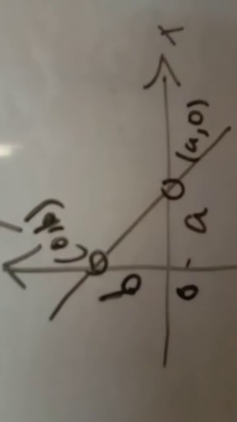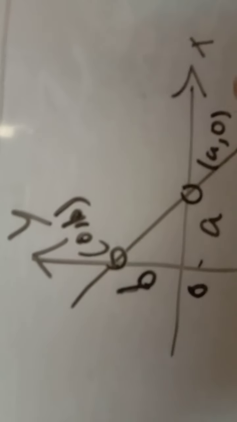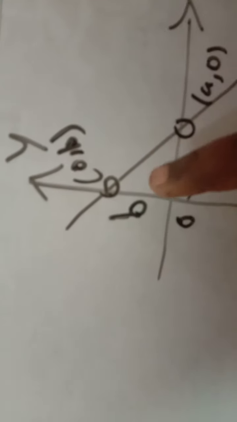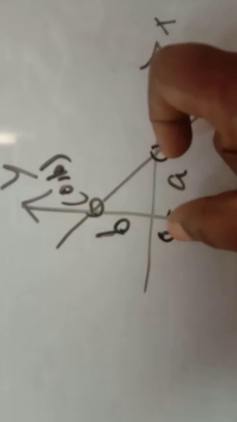Okay. Next, intercept concept. What is the intercept concept? If this is a straight line, consider this straight line. This is x-axis and y-axis. Consider this straight line. This straight line intersects x-axis at a comma 0 and intersects y-axis at 0 comma b. Right? So this length is a and this length is b.